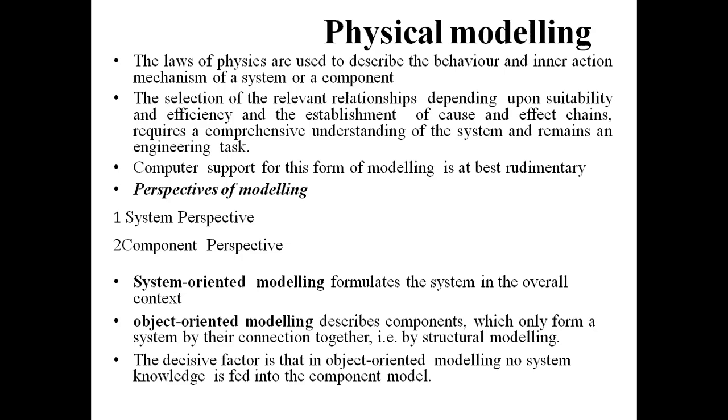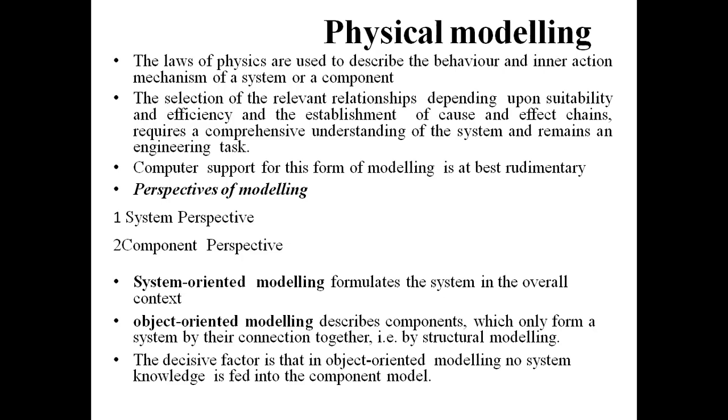And the perspectives of modeling: we'll have a system perspective and we'll have a component perspective. Okay. Whereas in the case of system oriented modeling, it formulates the system in the overall context. Whereas in the case of object oriented modeling, it describes the components which only form a system by their connection together, that is by structural modeling. Okay. So the decisive factor is that in object oriented modeling, no system knowledge is fed into the component model. Okay.